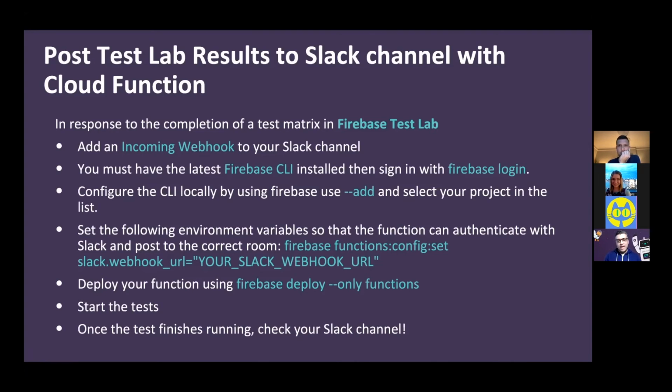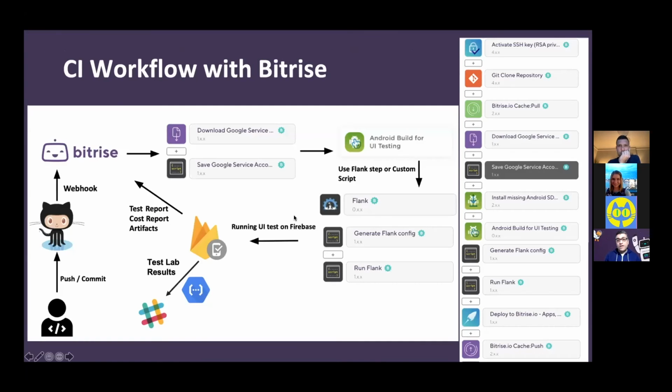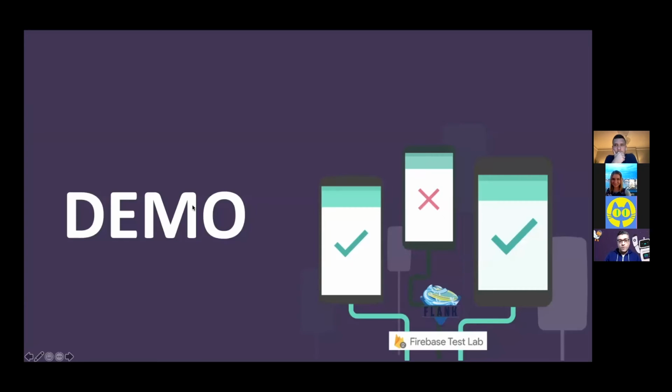It starts as a test, and once the test is finished, we will find a notification like this one in our notification channel. This is the same as before, but we change it so that we download the Google service key and save it as an environment variable or secret on Bitrise. Then we start using Flank, and we run on Firebase using a function to test and send the result to the Slack notification and send the artifacts to this one.